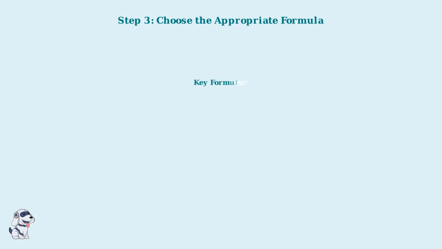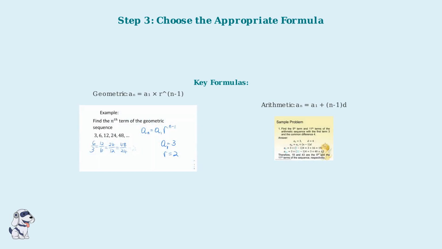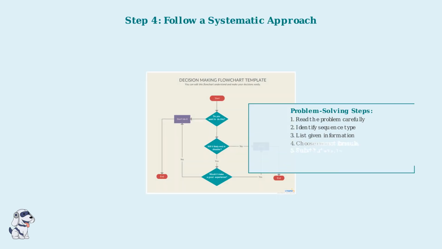Once you've identified the sequence type, choose the correct formula. For arithmetic sequences, use a_n equals a_1 plus n minus 1 times d. For geometric sequences, use a_n equals a_1 times r to the power of n minus 1. These examples show both formulas in action. Follow this systematic approach for every problem.